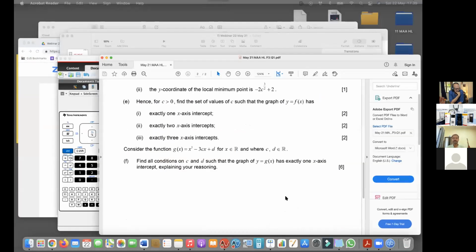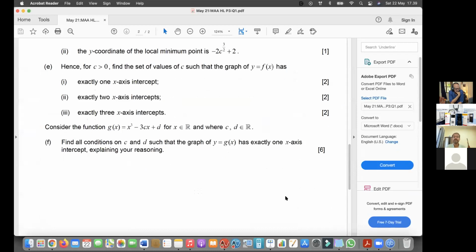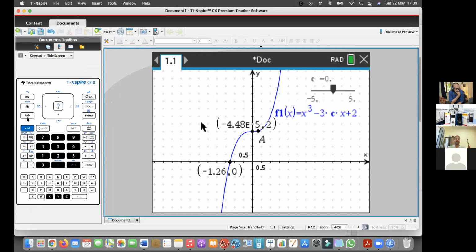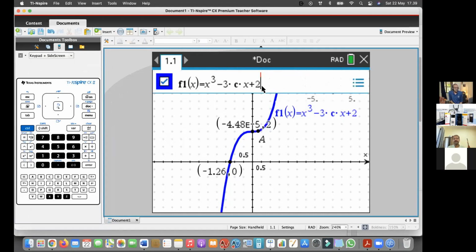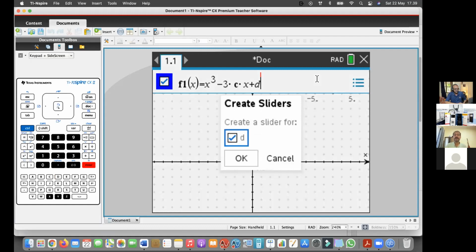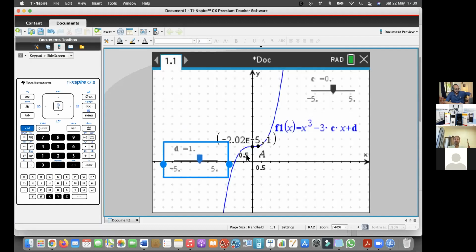Okay, so let's go to the graph. Shall I delete my graph here? No need to do this here. So what I can do is edit it. Now I can have 2 parameters. Minus 3cx, we have the same equation, x cubed minus 3cx, only the 2 part has changed to d. When I enter, I'll be asked, shall we create a slider for d? Please go ahead. So it's done.